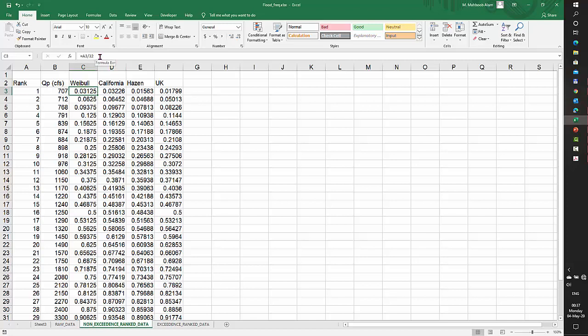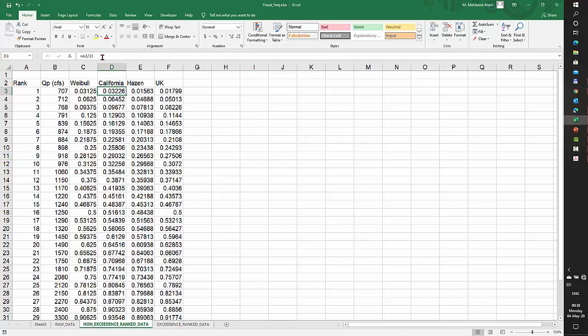So the Weibull formula has the rank divided by the total number of data plus 1. If I have 31 years of data, 31 plus 1 would be 32. So I'll be dividing 1 by 32, 2 by 32, 3 by 32, 4 by 32. And this basically gives us the non-exceedance probability of these discharge data. Similarly for the California formula, we'll plot it and then we'll see what non-exceedance means.